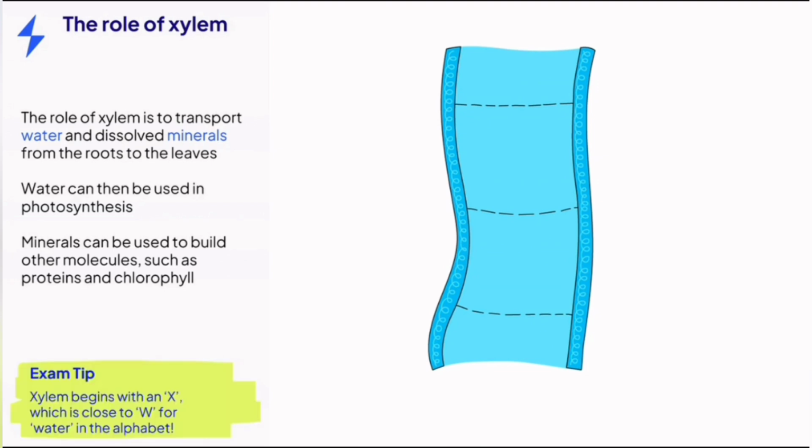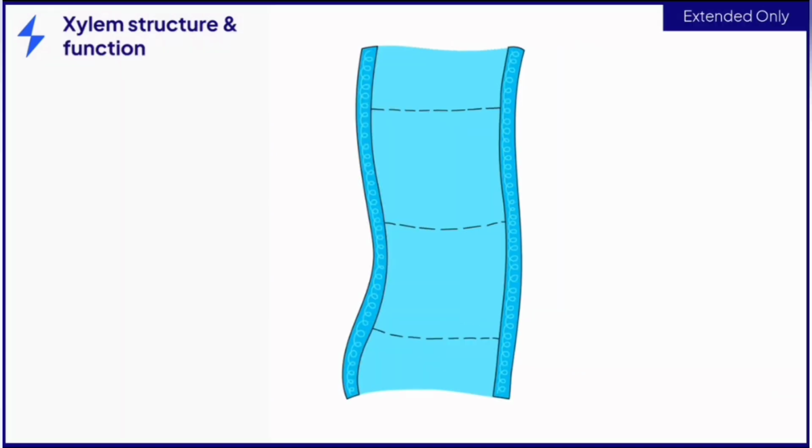It can be tricky to remember which transport tissue does what in a plant, so remember that the X in xylem is close to the W in water in the alphabet. Xylem cells are adapted to maximise the flow of water and dissolved minerals.